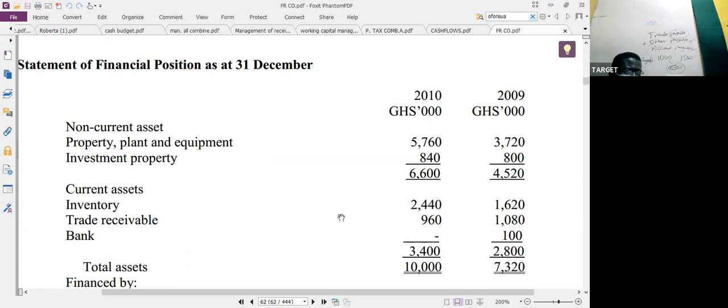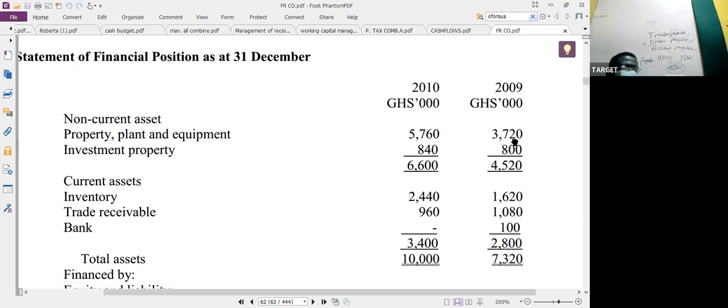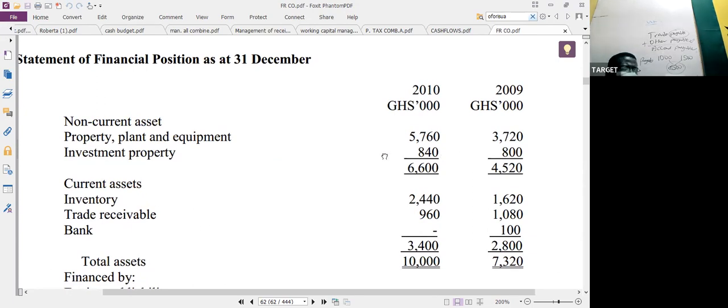Have you ever asked yourself, we have PPE, the amount is 3,720. We sold some, we depreciated some. Won't it reduce? But rather it increased. So it tells me that I acquired PPE during the year. Simple as that. So I have to do those computations. I'll walk you through that question, how to complete the PPE acquisition. Investment property, we've talked about this already. We find the difference, the rest in the P&L.